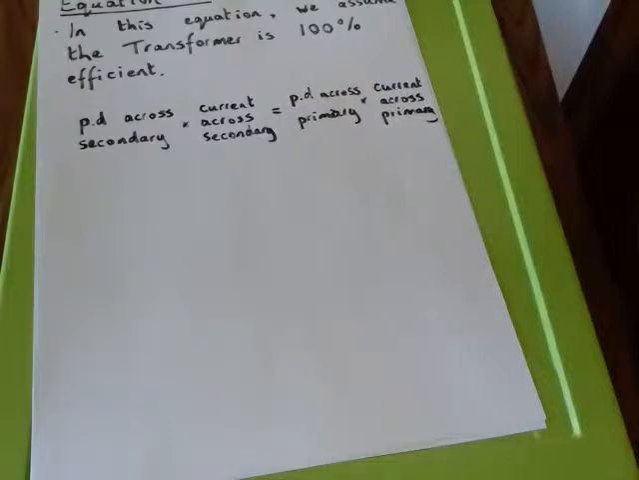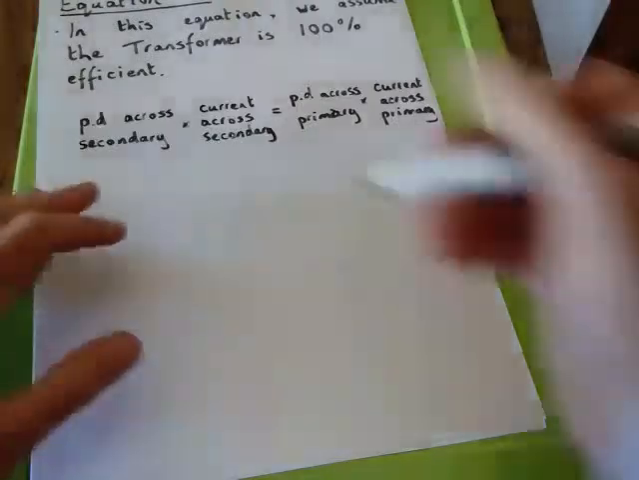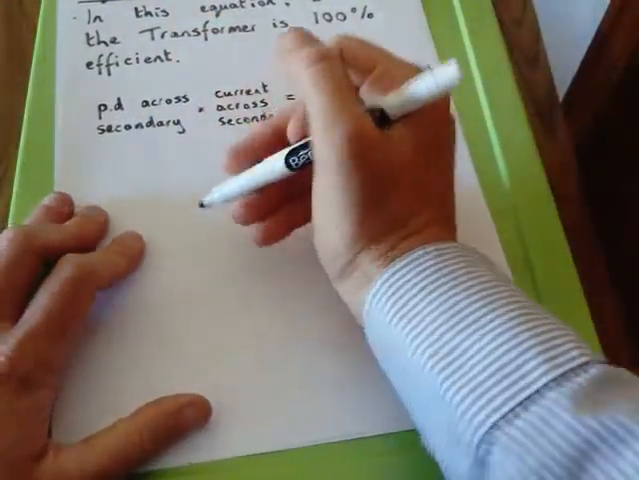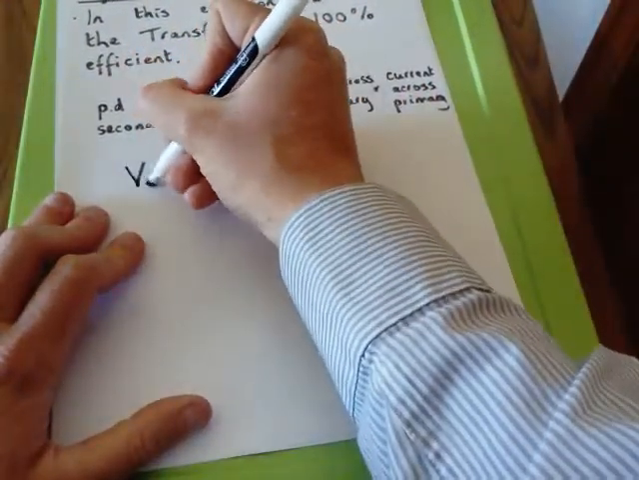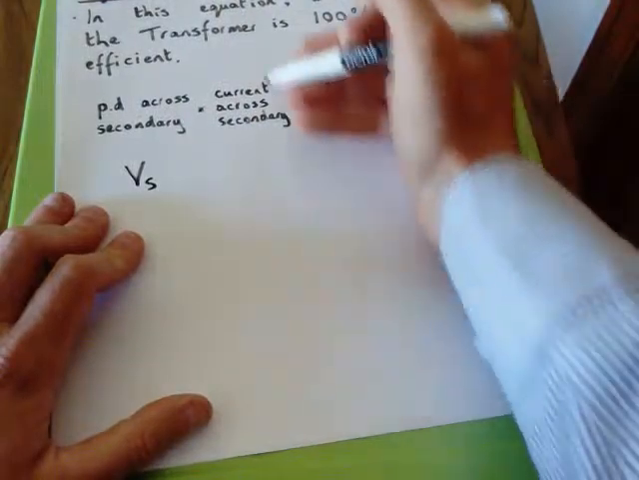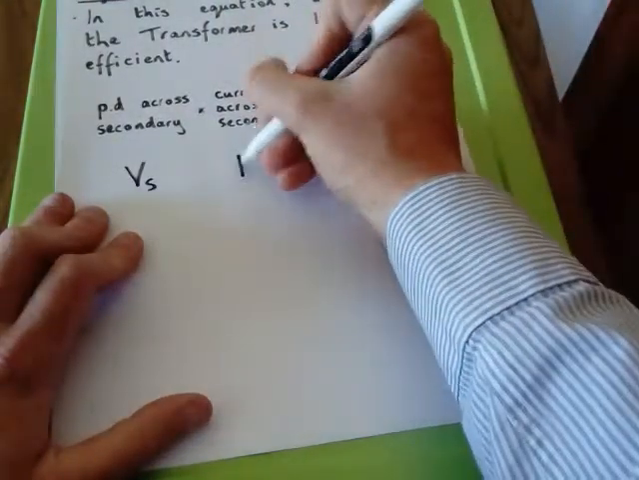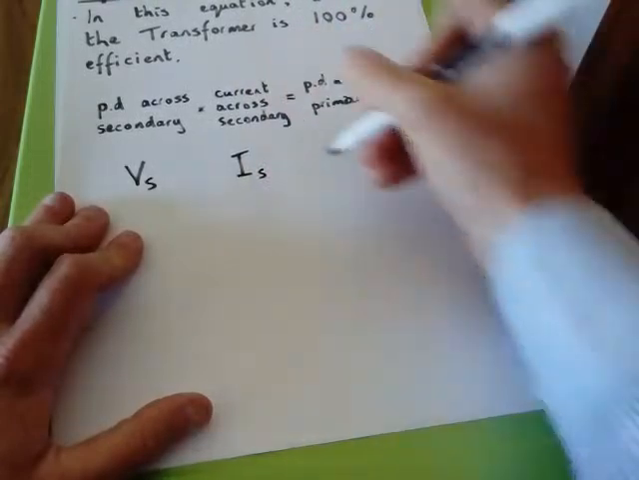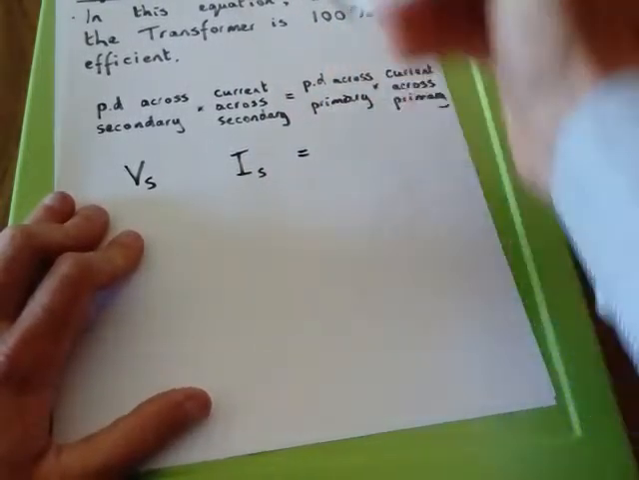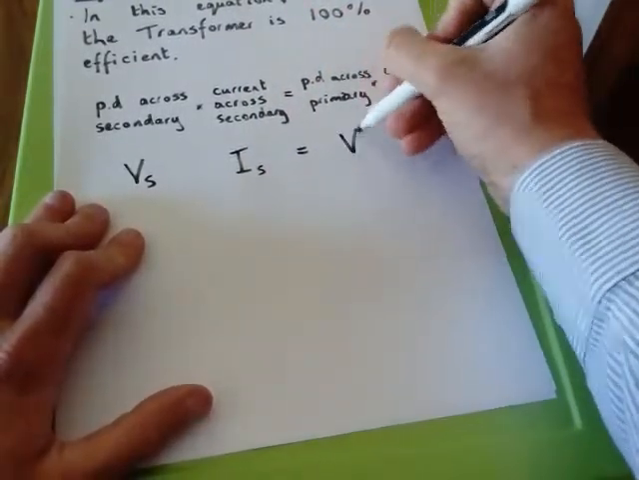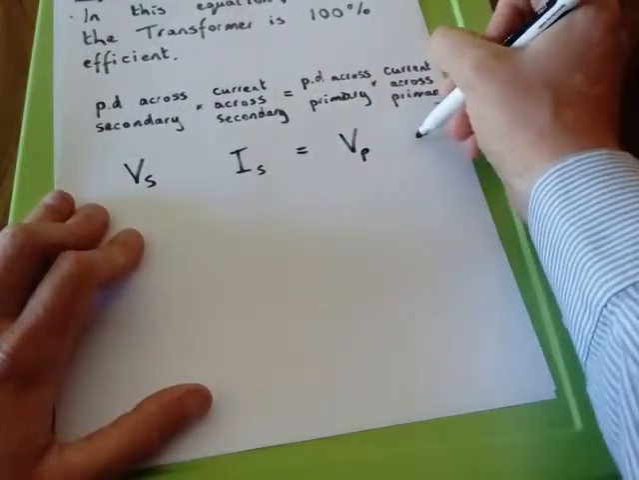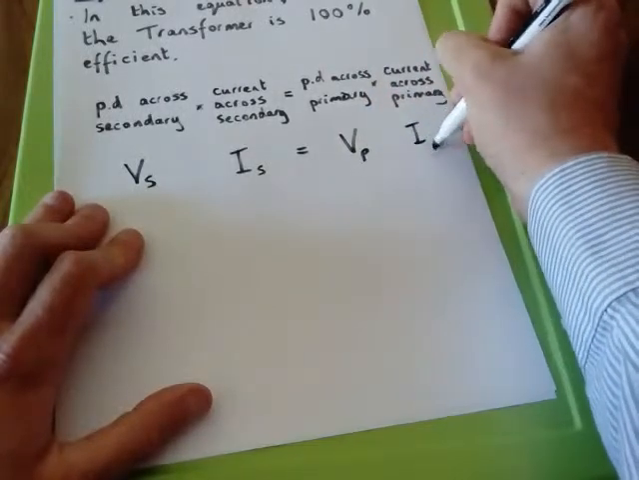Again, it's a pain to write out in full, so we shorten things, and it's the same subscript system as before. So potential difference across secondary becomes Vs, and current across secondary becomes Is. So Vi on one side equals Vi on the other side.